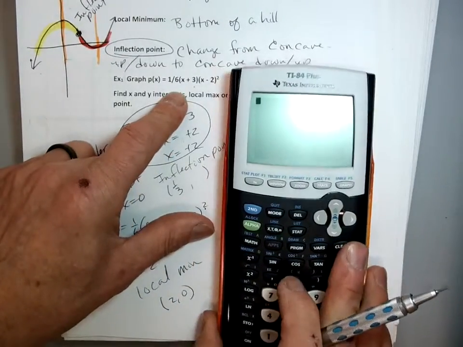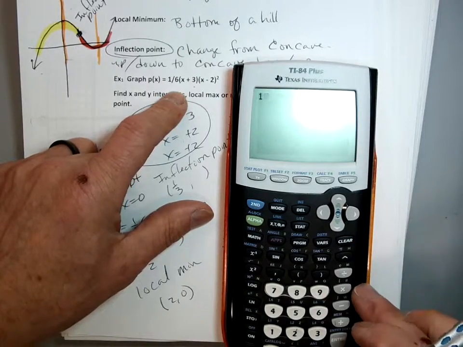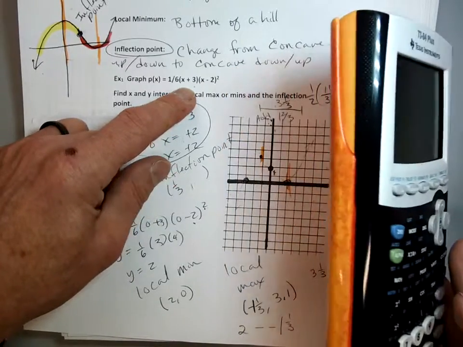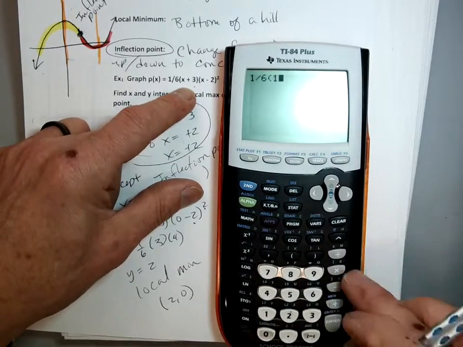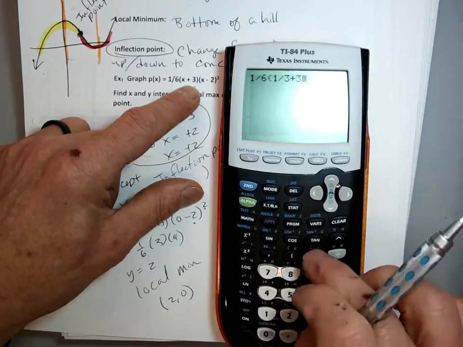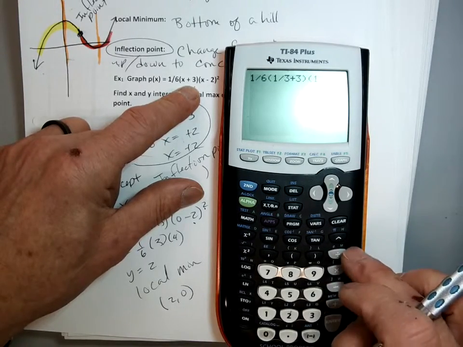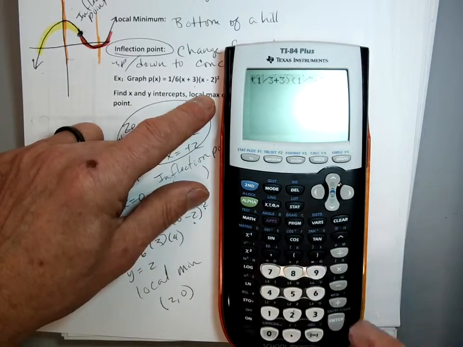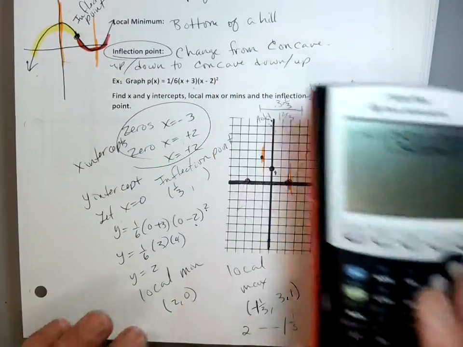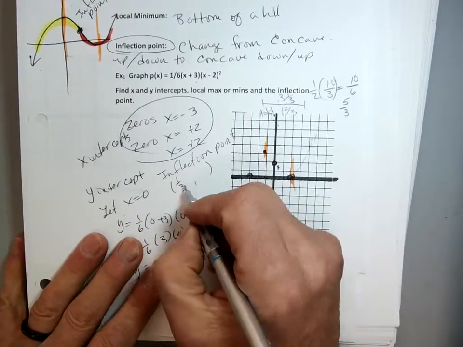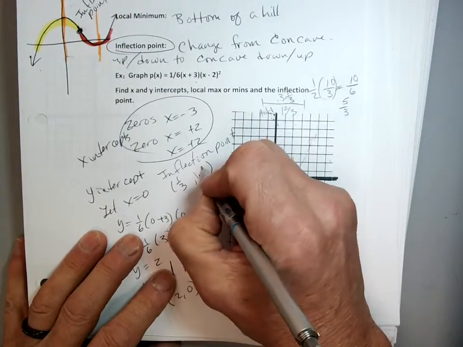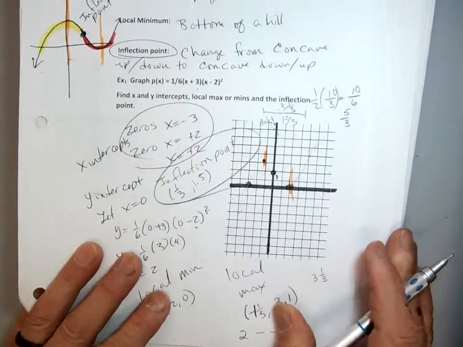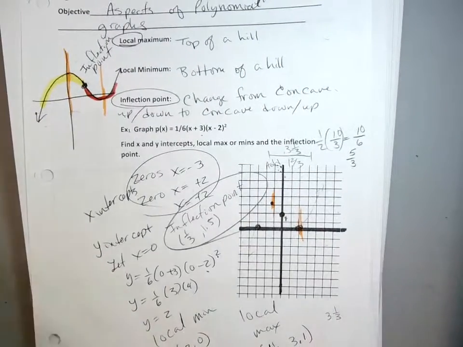You guys have got to catch me when I make my dumb mistakes. How about 1/6? That's what I didn't do. And I'm going to do my 1/3 plus 3 times my 1/3 minus 2 squared. There we go, about 1.54. Okay, so my inflection point's about 1/3 and about 1.54, 1.5. So a lot of fractions, but let's go back to the easy part.